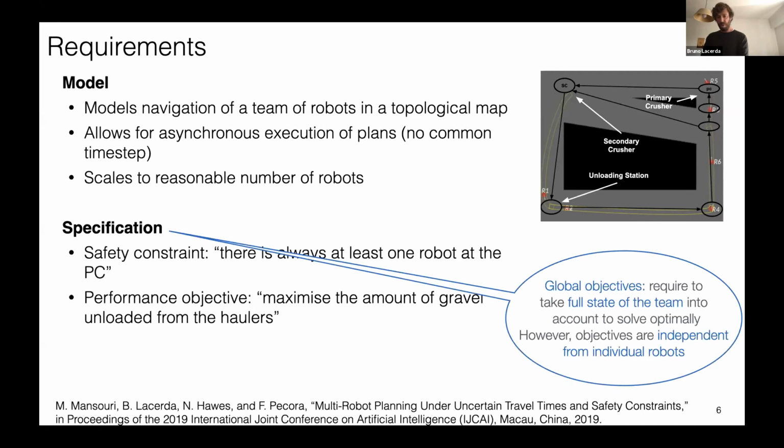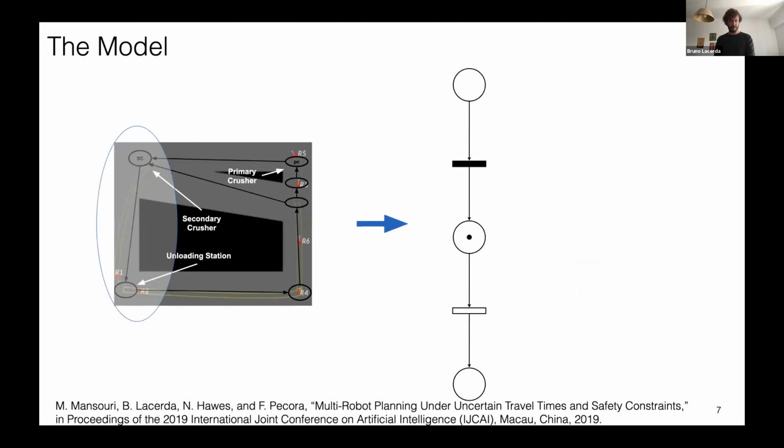A point on this specification, both of these objectives are global. So they require us to know the full state of the team so we can solve them optimally, but they are independent of the individual robots. What does this mean? It doesn't really matter which hauler is underneath the primary crusher as long as there's one there. It doesn't really matter which hauler is unloading as long as we unload as much as possible. Okay, so there is a notion of independence from individual robots here in this specific problem that we try to exploit. And we exploited this by abstracting away robot ID and thinking about robots anonymously.